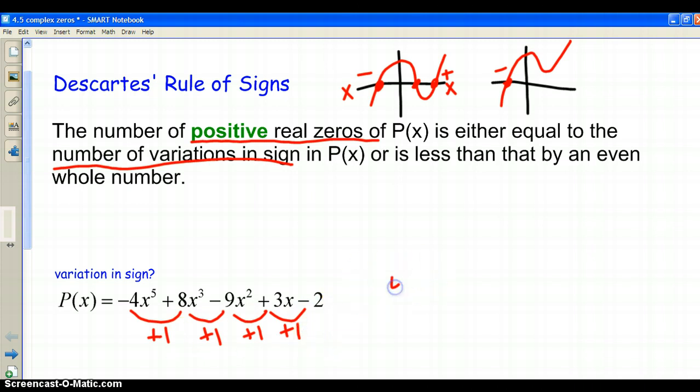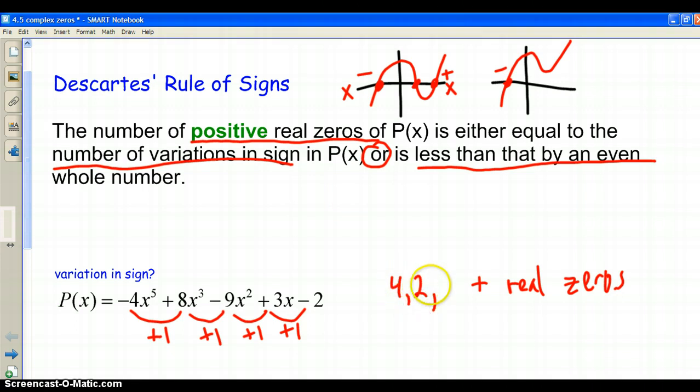So I'm going to write 4 positive real zeros. This tells us the number of positive zeros by the number of variations. So there are 4 positive, or, this is an interesting statement, less than that by an even number. Well, 2 is an even number. So what's 2 less than 4? Well, that would be 2. What's 2 less than 2? That is 0, and I can stop at 0. So there are actually 3 possibilities: 4, 2, or 0 positive real zeros.